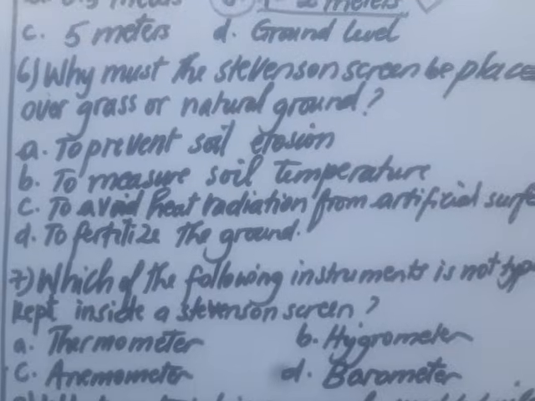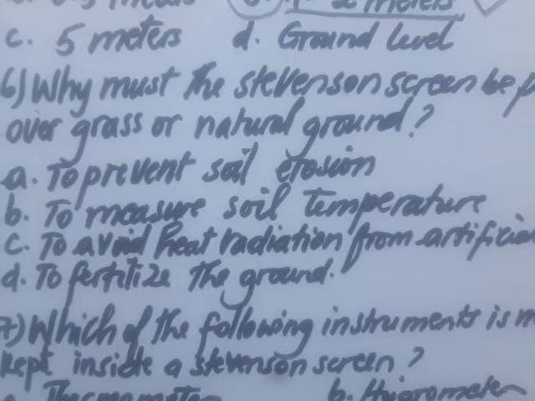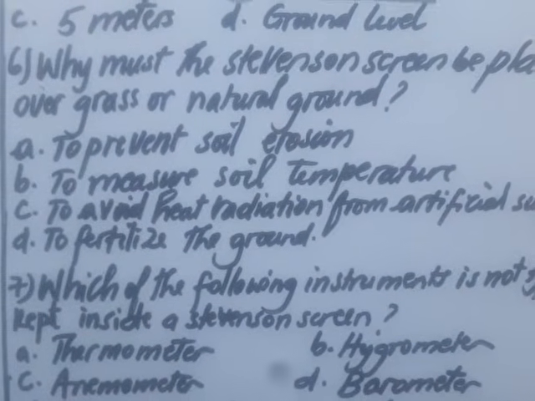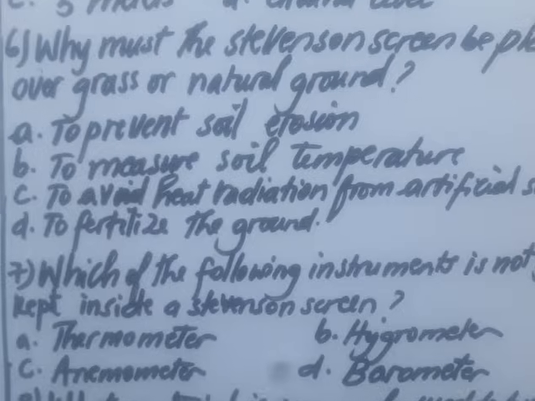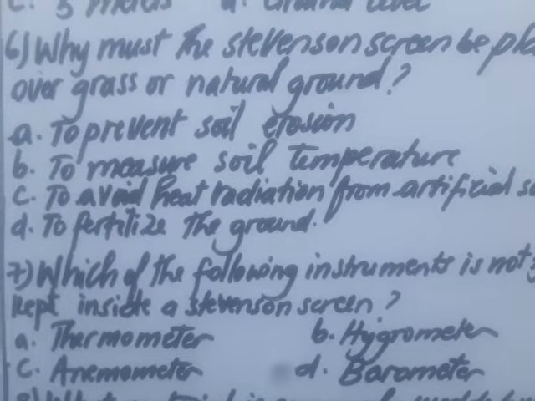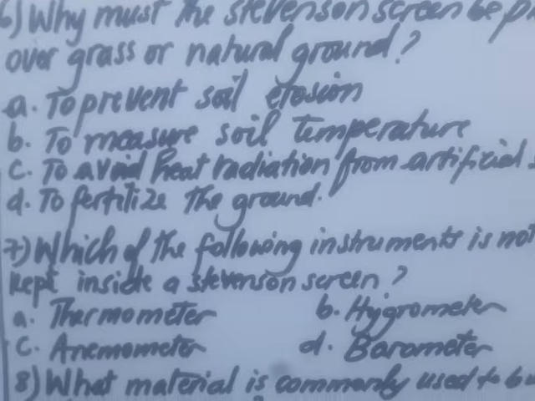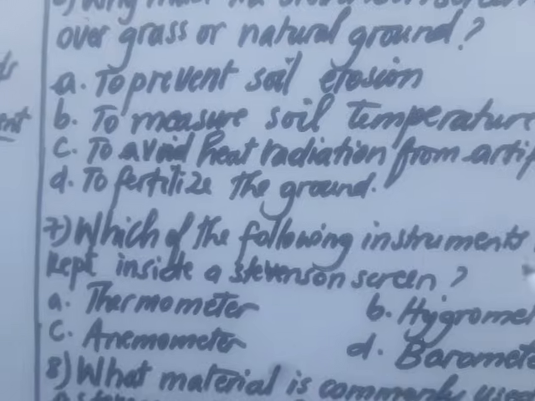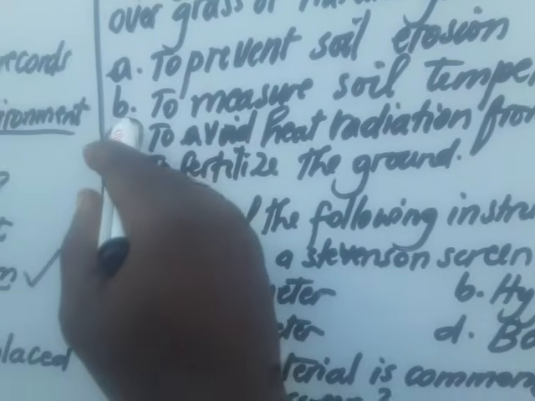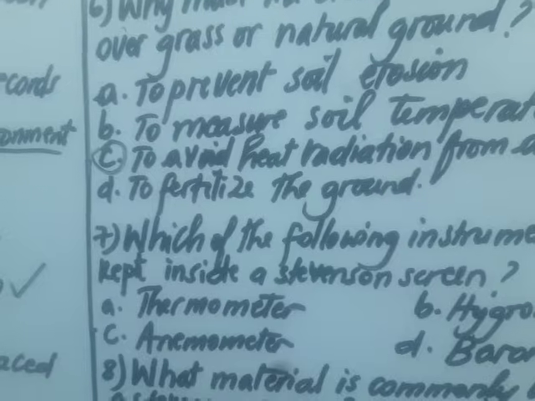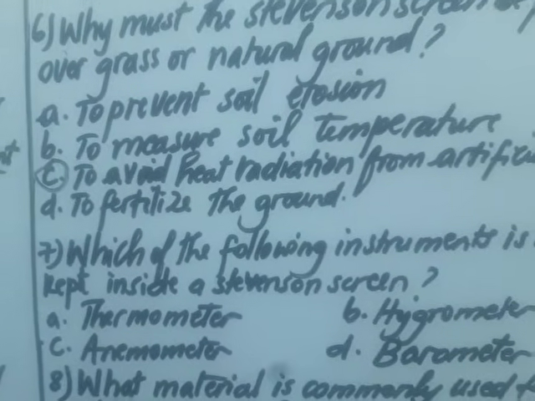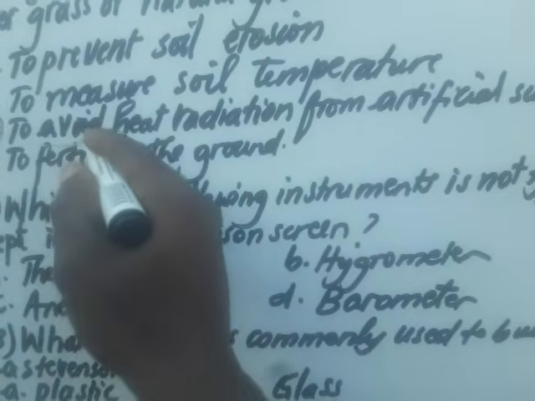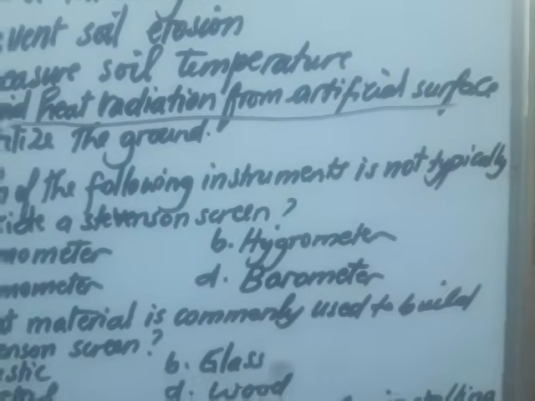We go to question number 6. Why must a Stevenson screen be placed over grass or natural ground? A, to prevent soil erosion. B, to measure soil temperature. C, to avoid heat radiation from artificial surfaces. D, to fertilize the ground. So the correct answer is C, where this Stevenson screen must be placed over grass or natural ground in order to avoid heat radiation from artificial surfaces. So the correct answer is C.